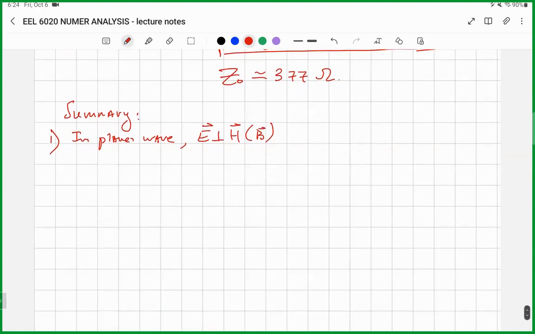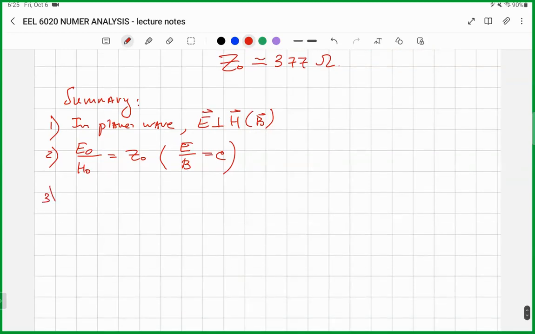Okay, so second, the amplitudes of electric and magnetic field are connected through the impedance of free space. So electric field amplitude over magnetic field amplitude is equal to Z naught, or electric field over B field is equal to c.